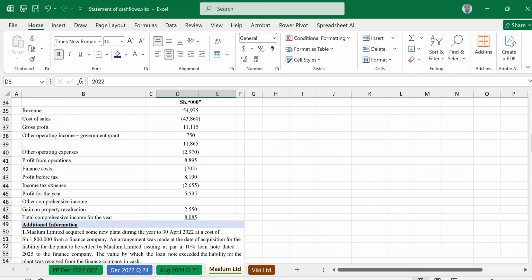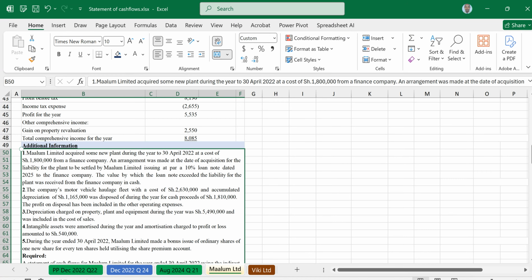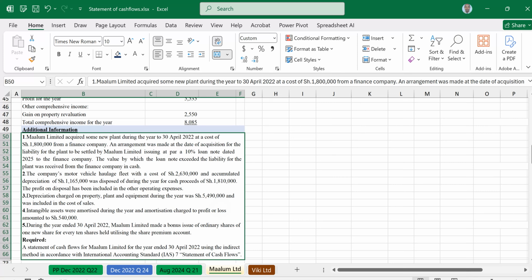Additional information: Maalum Limited acquired some plant during the year to 30th April 2022 at a cost of 1.8 from a finance company. An arrangement was made at the date of acquisition for the liability for the plant to be settled by Maalum Limited issuing at par a 10% loan note dated 2025 to the finance company. The value by which the loan note exceeded the liability for the plant was received from the finance company in cash.